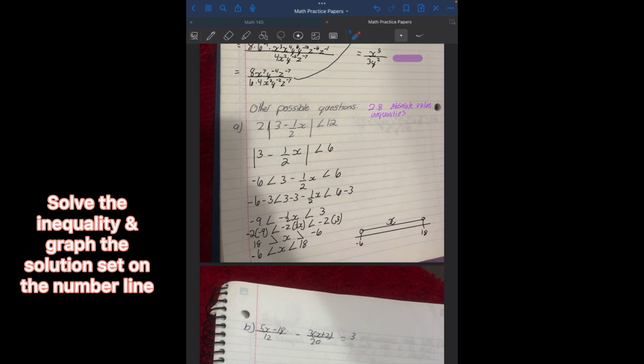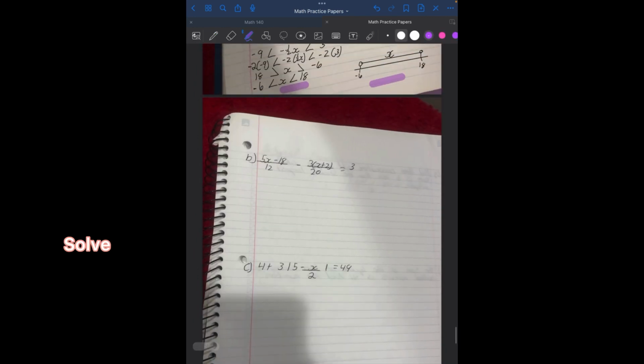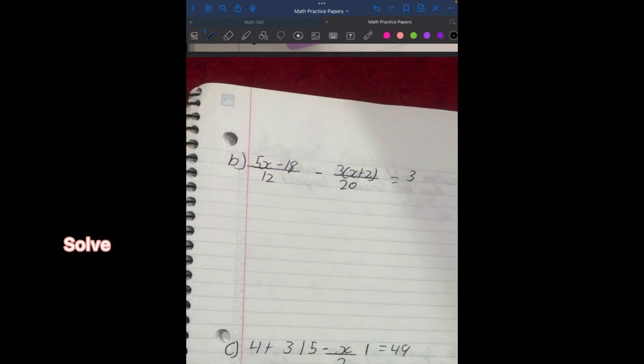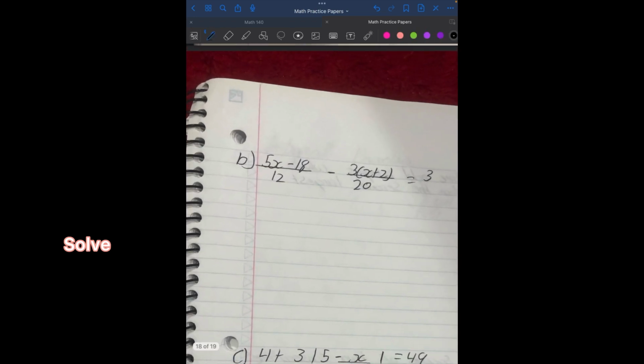The graph it too. So for this equation, find the LCD. The LCD of 12 and 20 is 60. So what you're going to do is multiply both sides of the equation. You're going to multiply the whole equation by 60.